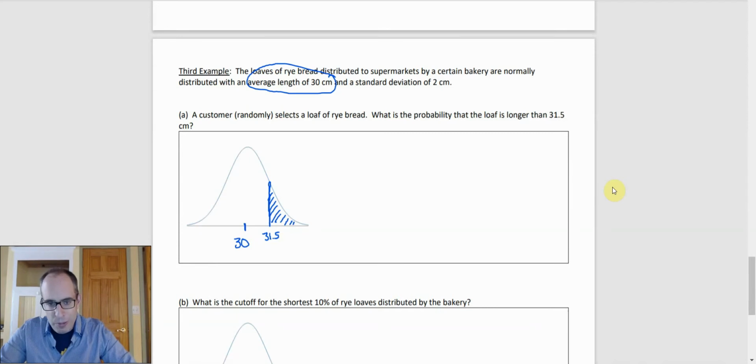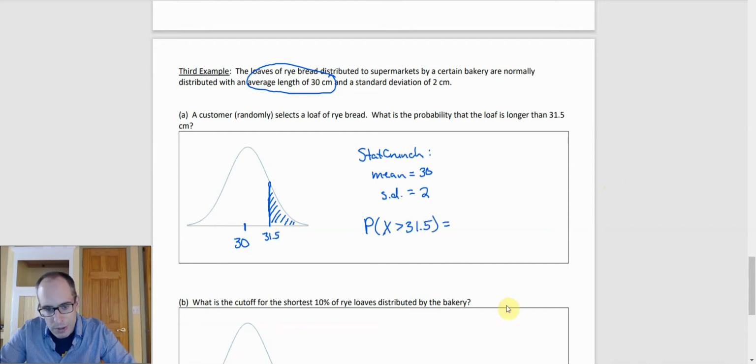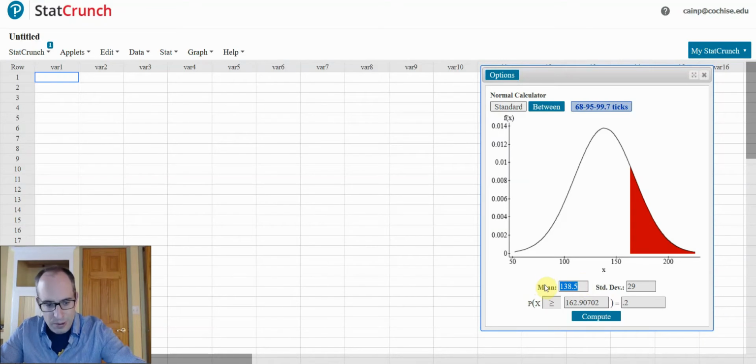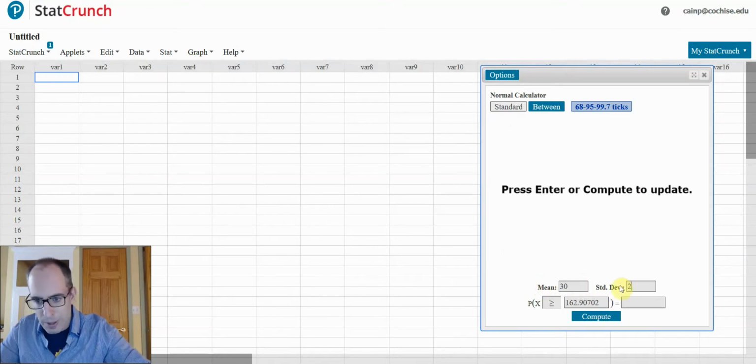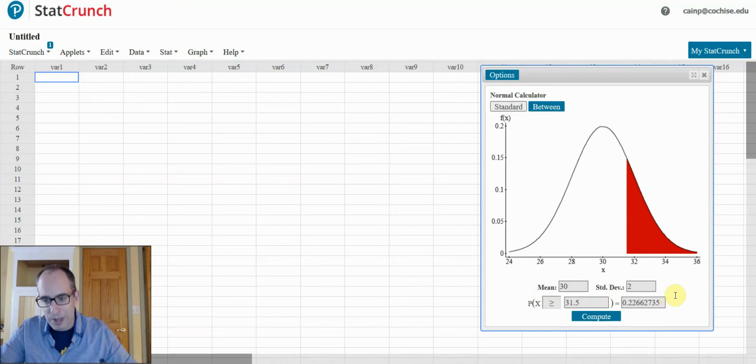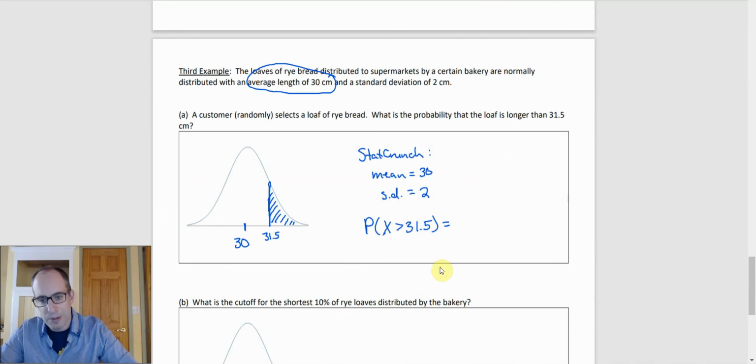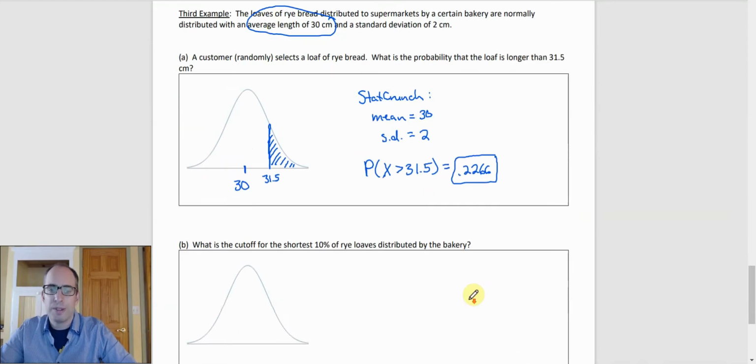So then when we go to StatCrunch, we're going to have to put in a mean of 30, a standard deviation of 2, and then we want the probability that x is greater than 31.5. So in StatCrunch, mean of 30, standard deviation of 2, and then greater than, which will have to be written as greater than or equal to, 31.5, and we get 0.2266 as our probability. And then the other one, it's not a probability, it's a cutoff.